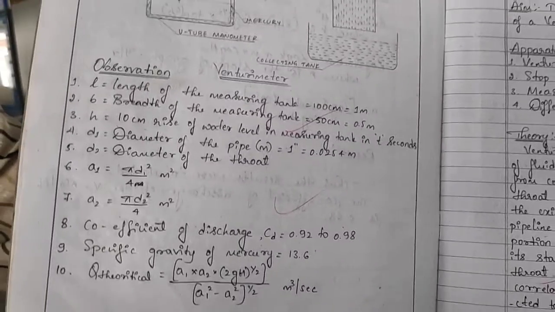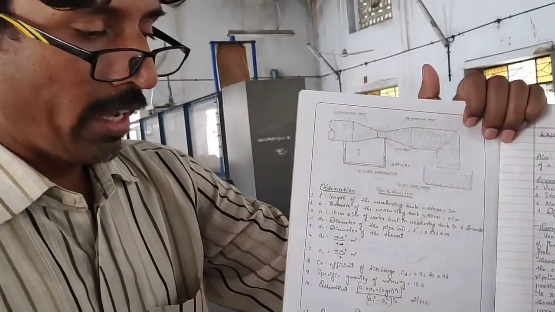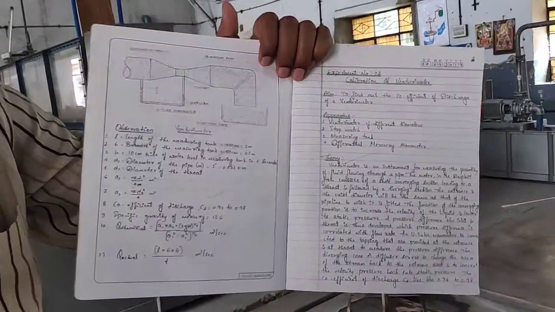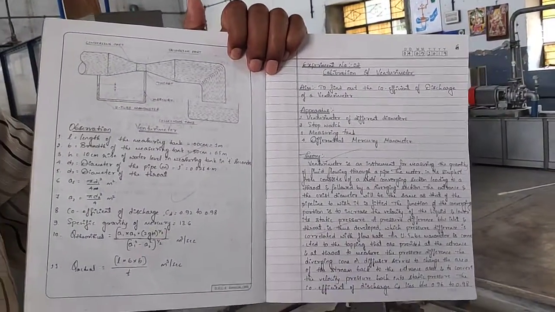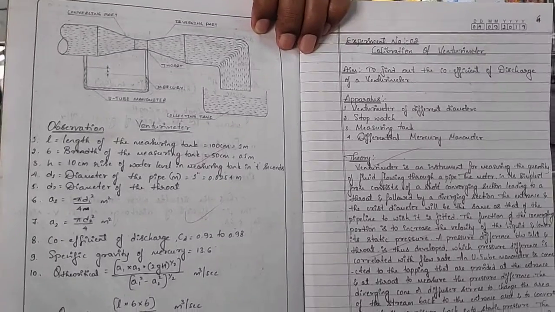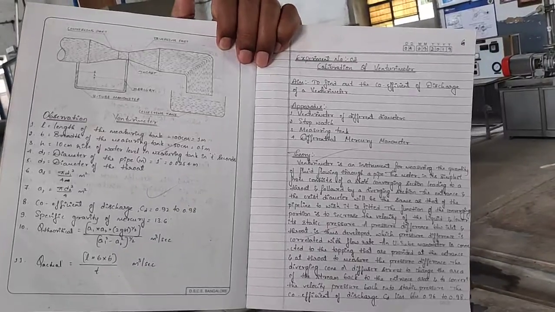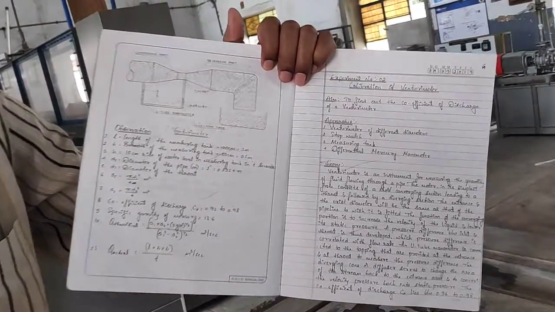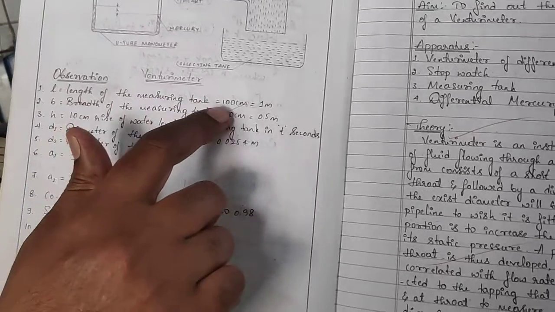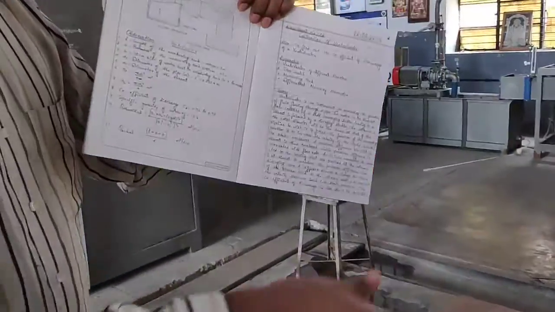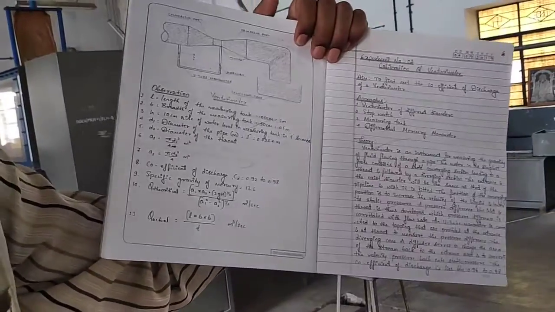These are the dimensions of the measuring tank. The measuring tank is used to find out the actual discharge, and we can also find the theoretical discharge through the venturi meter formula. The ratio of the actual flow to the venturi meter flow will give you the coefficient of discharge. Here you can see the length of the measuring tank is given as 100 centimeters, which is 1 meter, and the breadth of the measuring tank is given as 0.5 meter.